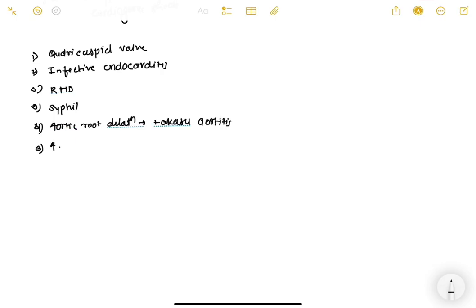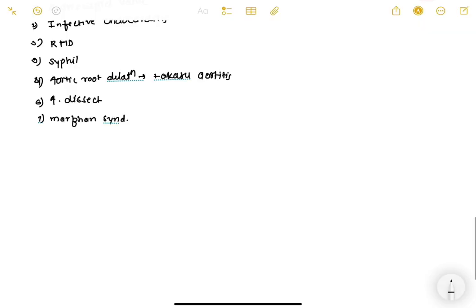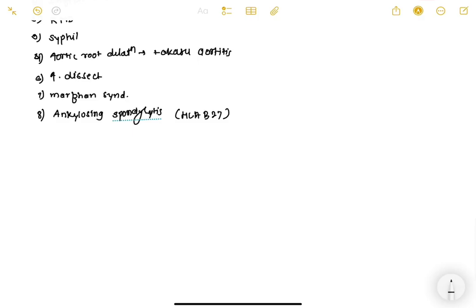Then aortic dissection, Marfan syndrome. AR is also associated with ankylosing spondylitis. That is associated with HLA B27, right? Then myxomatous degenerative valve.